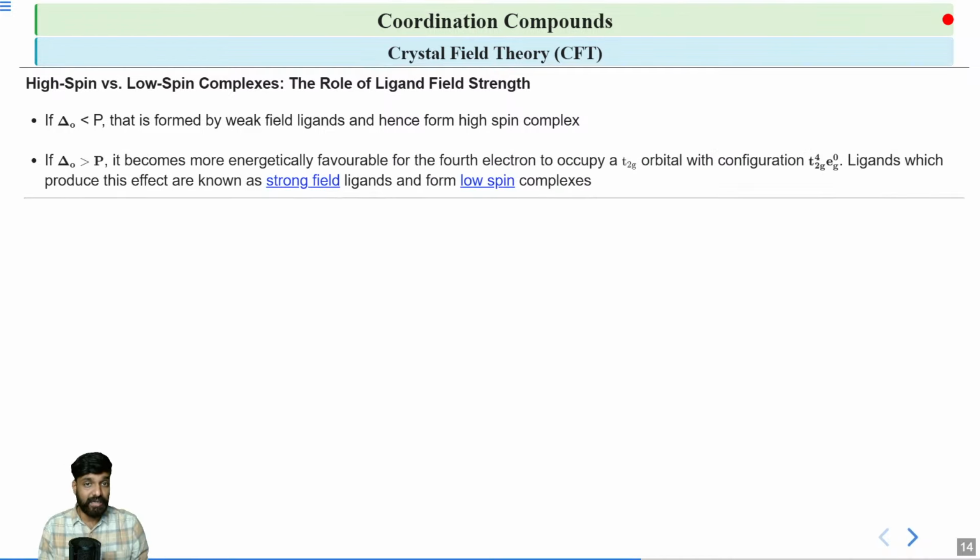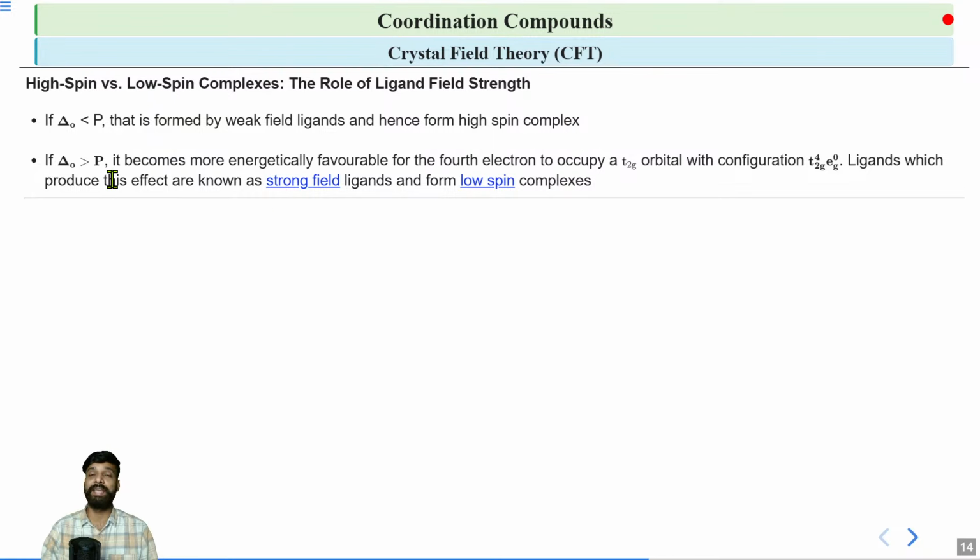If it is having a lower delta O, or rather a lower P, meaning a lower pairing energy, in that case the electron will get paired up rather than forming a high spin complex. So in this case, an inner orbital complex will be formed. Okay. So if I take an example, there are four electrons. Now three of them will be filled in the lower energy. There is a chance that the fourth electron can go into the upper energy, or it can get paired up with the electron that is already present in the lower energy.